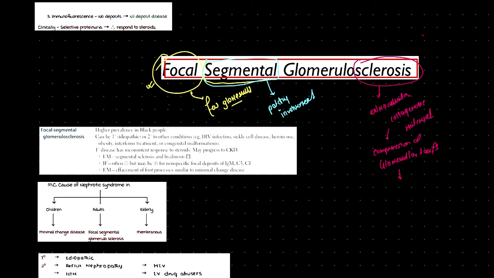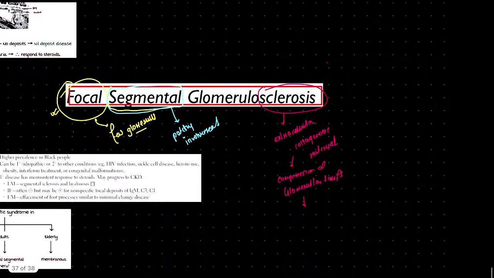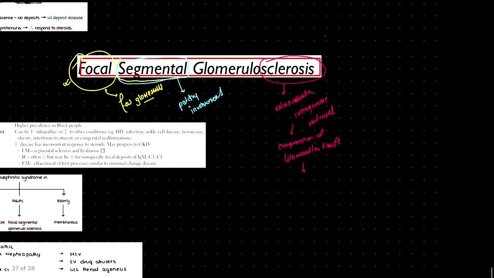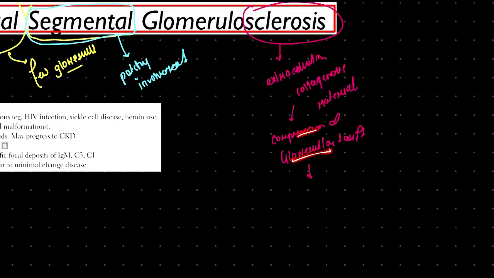So yes, I think the word is clear now. Focal means only a few glomeruli are affected, not the total number of glomeruli. Segmental means when we watch individual glomeruli, we'll find only patchy involvement. And glomerulosclerosis means extracellular collagenous material deposition that will cause compression of the glomerular tuft, and that will cause reduction in the function of our glomeruli.